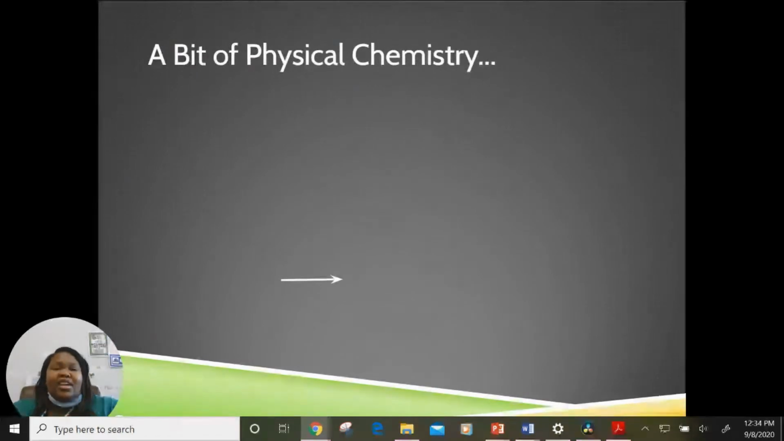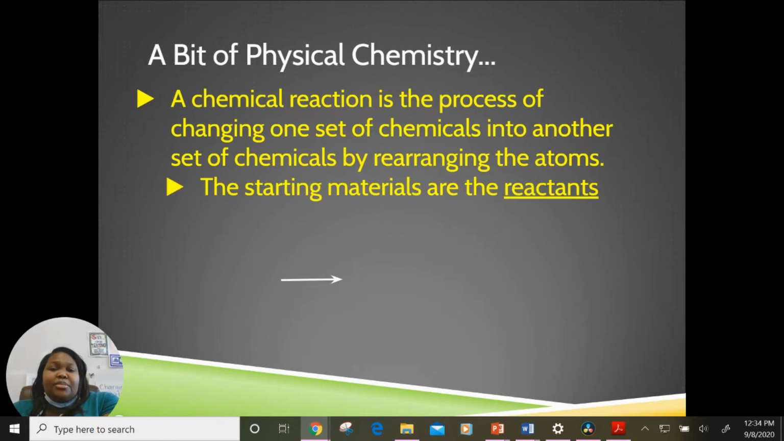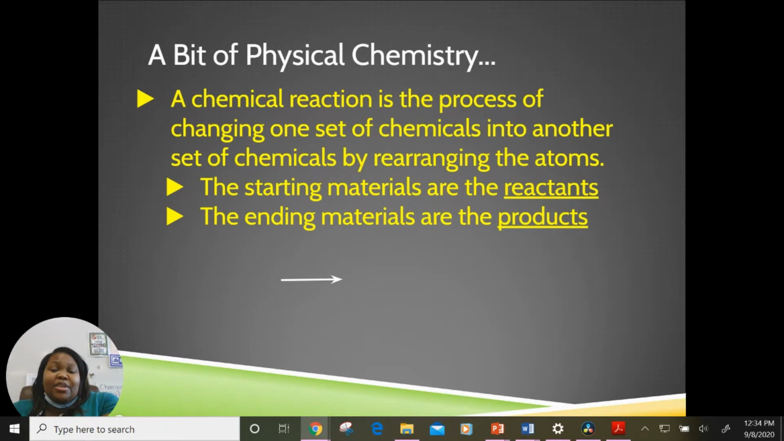So just a little bit of physical science, just a little refresher. Enzymes help chemical reactions occur. A chemical reaction is the process of changing one set of chemicals into another set of chemicals. And this happens by rearranging the atoms in the reactants. The starting materials are the reactants, and the ending materials are the products.